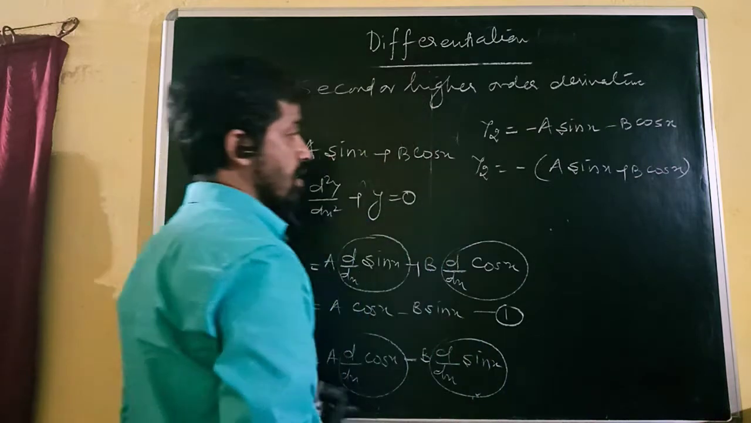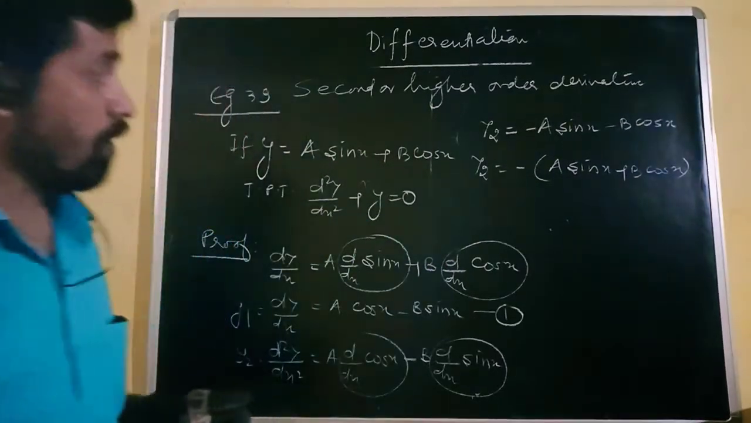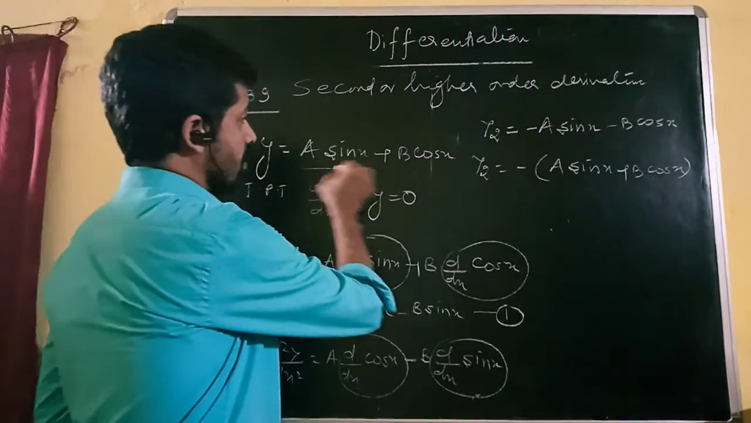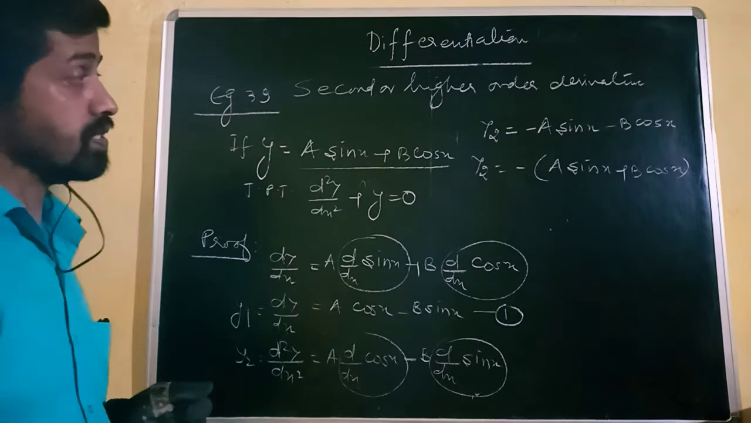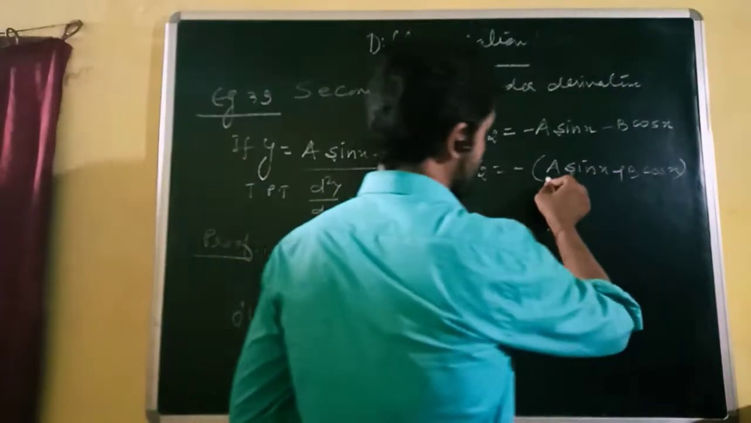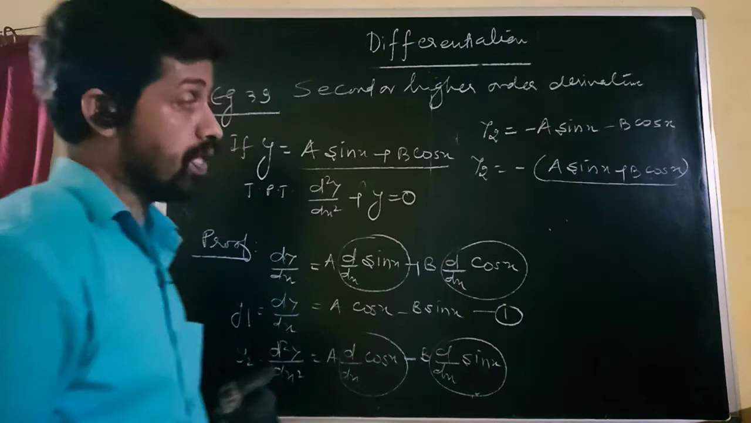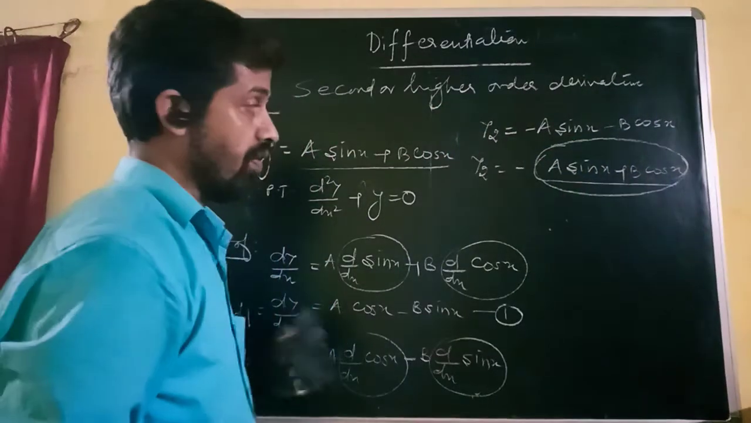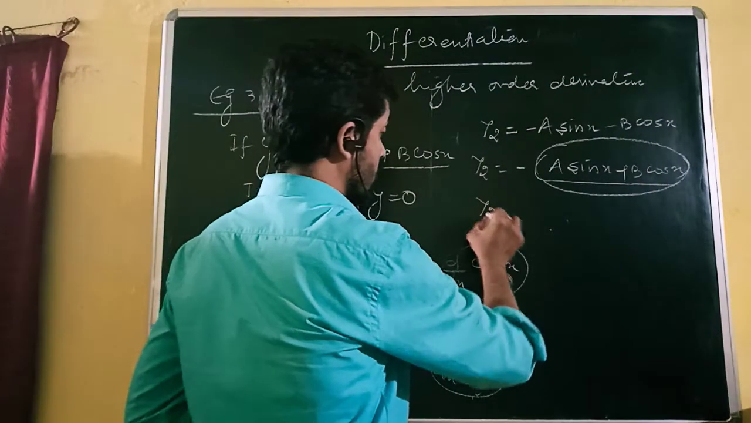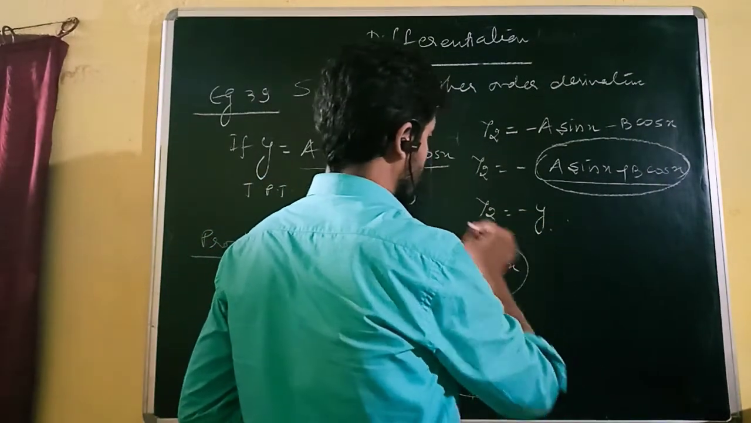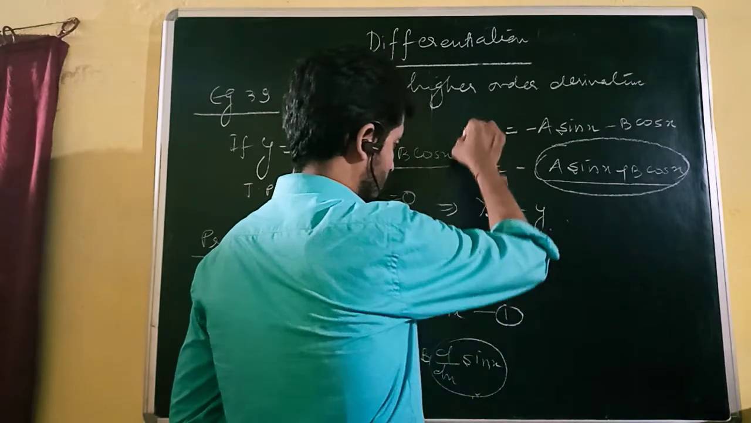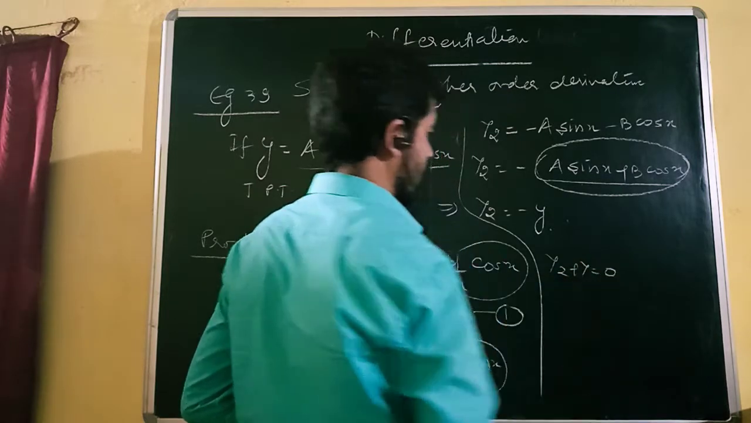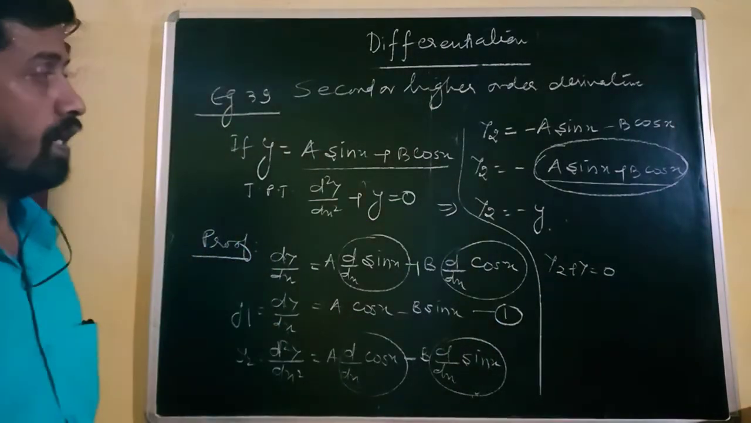Now see the given part. The given part is a sin x plus b cos x, and here also it is written as a sin x plus b cos x. So we can replace this one by y, so we get y2 equals to minus y, or y2 plus y equals to 0.